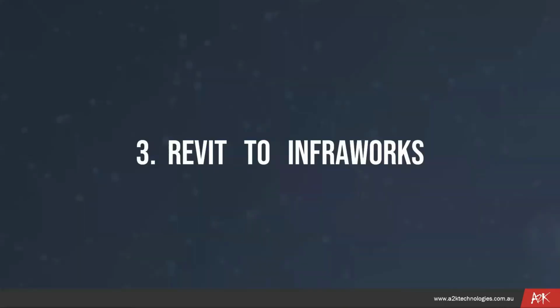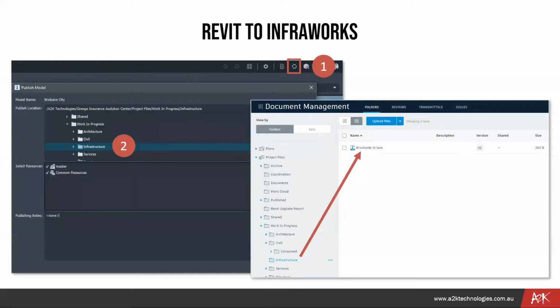So let's now move over to a Revit to Infraworks process. Infraworks being an infrastructure or sort of urban planning tool, if you will, so that we can bring in other modeled information to build up our concept or feasibility models.